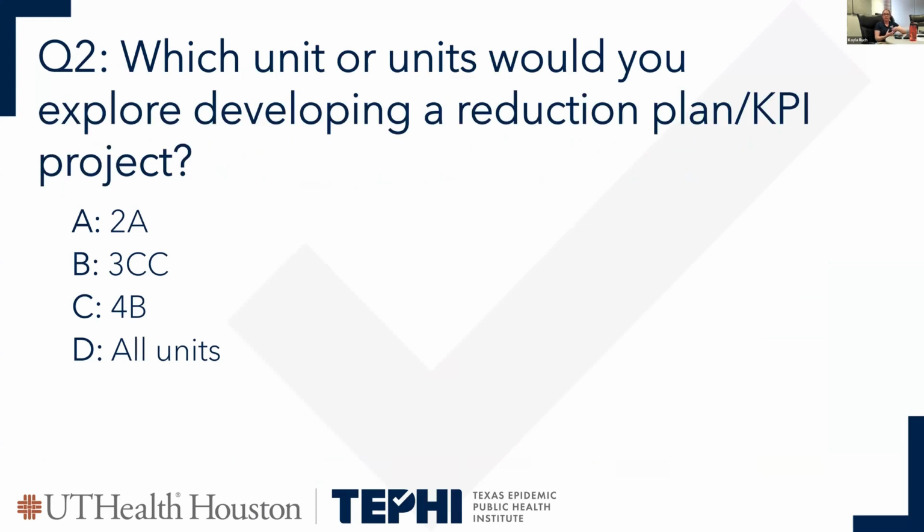So by looking at our data, when we're starting to develop and identify that we have a C. diff infection problem, and we want to start developing a reduction plan, what units are we going to include in this project? Is this a unit-specific issue? Is only one unit having issues with C. diff, or is it kind of throughout the facility? What's the right answer?